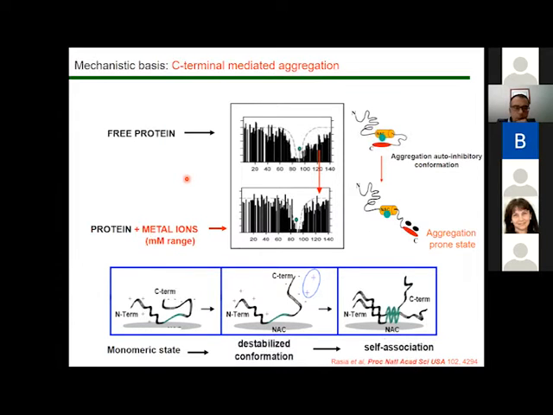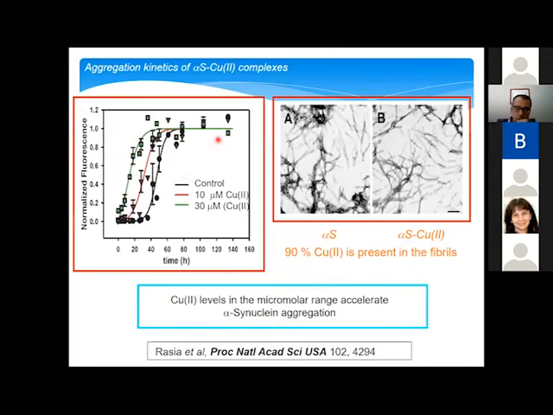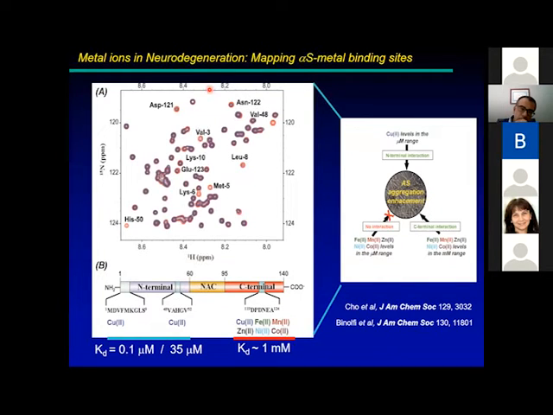But we wondered why the divalent metal ion copper-2 was able to induce aggregation of alpha-synuclein in a micromolar range. Indeed, we used 10 to 30 micromolar concentrations of copper that were able to accelerate the aggregation of the protein. So we have here mapped the situation with the divalent metal ions. Most of these metal ions are able to bind to alpha-synuclein with interaction in the millimolar range. So you need millimolar concentrations of metal ions to accelerate the aggregation of alpha-synuclein.